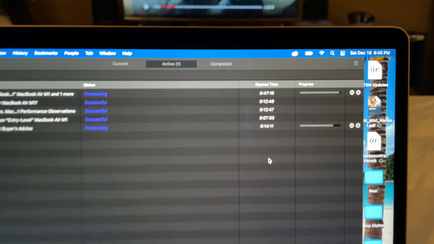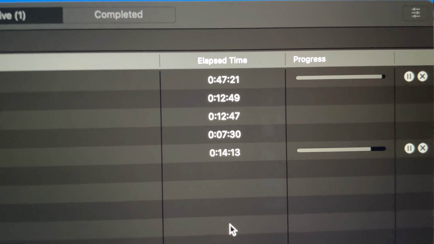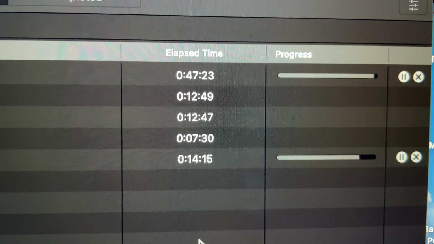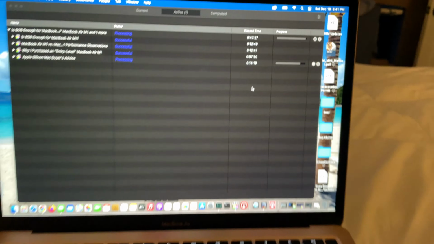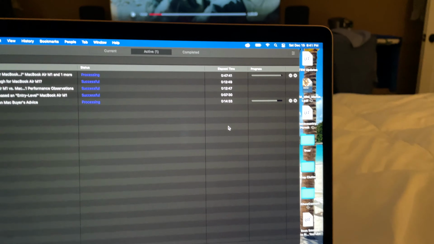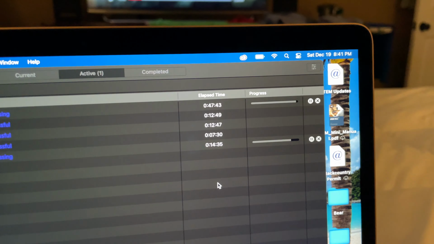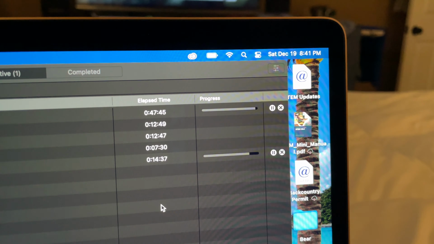So it's about to finish the last export now. It's been running for 47 minutes and 25 seconds. And what's interesting, the bottom of this is only slightly warm. I question whether the warmth is because it's been sitting on my lap. I did plug it into the wall charger for a little bit, that's why the battery's at 100%.